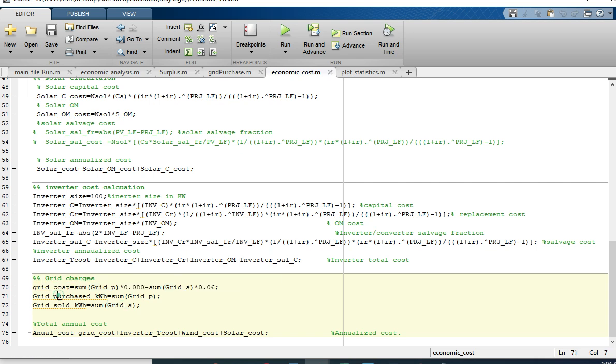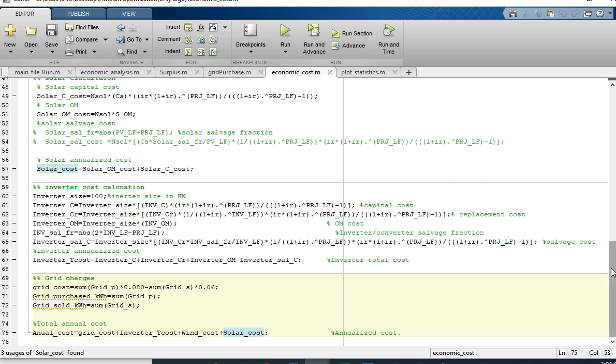How much energy is purchased from the grid? It's the summation, in kilowatt hours, of grid purchases. And how much energy is sold to the grid? That is the summation of grid sales. So what should the annualized cost be? It is the summation of all the component costs, that's grid, inverter, wind cost and solar cost. So it will give us the annualized cost of the system.